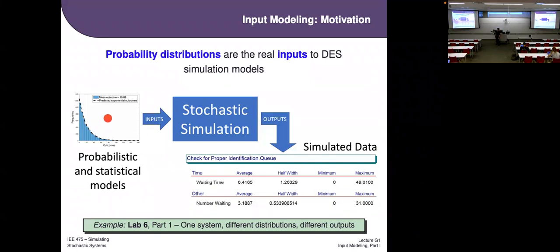So we're coming up with these probabilistic models that we pipe into some logic that represents the flow of individuals through airports and other systems, manufacturing systems, and so on. And then we're going to get simulated data out. And that simulated data out is going to itself be variable. As hopefully you saw in lab 6, part 1, I gave you one system, but I had you try it with different distributions that all maybe had the same mean, and they had different outputs. And so this is an example of how just knowing the mean isn't really that useful.